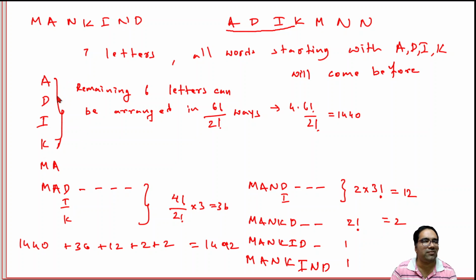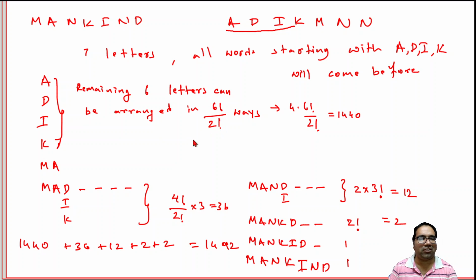How many words will we create? When we have fixed A, we have remaining six slots, because we have a total of seven slots. And of these six slots, two letters will repeat. Which are those two letters? N will repeat, because N we are not using here. So the remaining six letters can be arranged in 6 factorial by 2 factorial ways, because there are two N's. If there was no repetition, we would have said 6 factorial, but there is a repetition of N. That's why 6 factorial by 2 factorial.